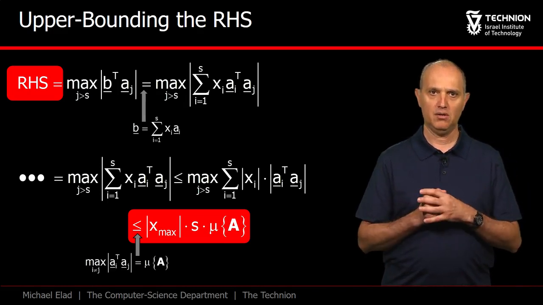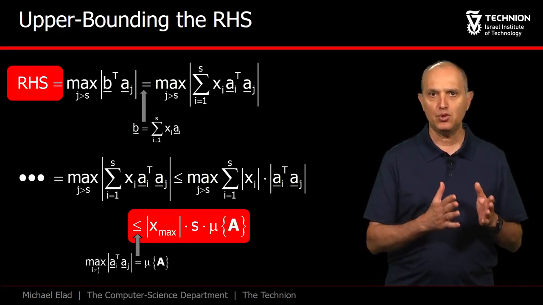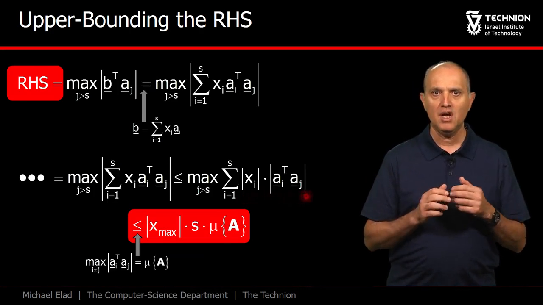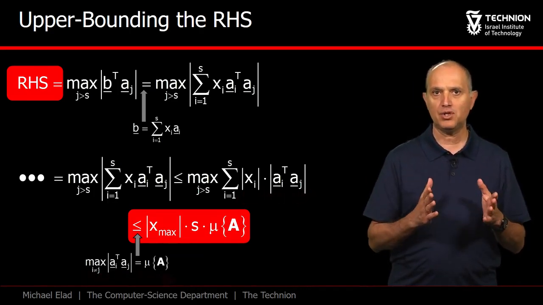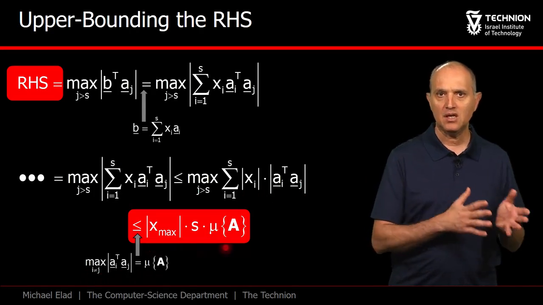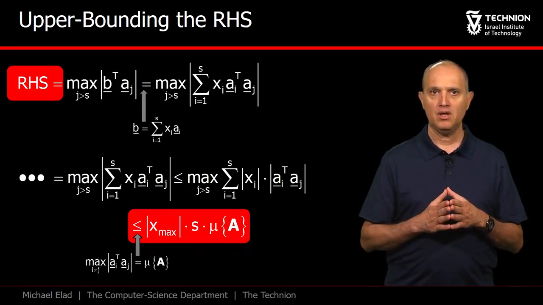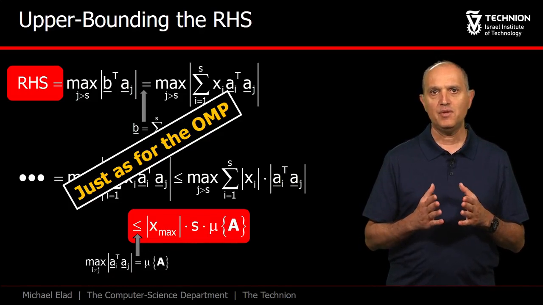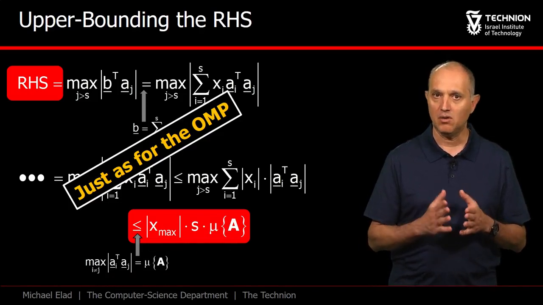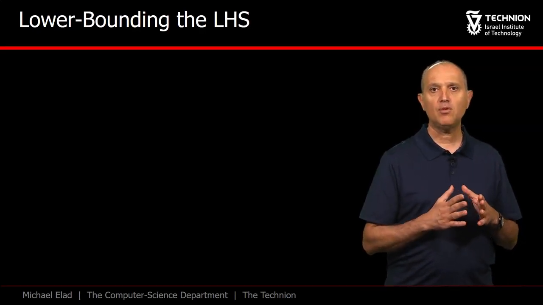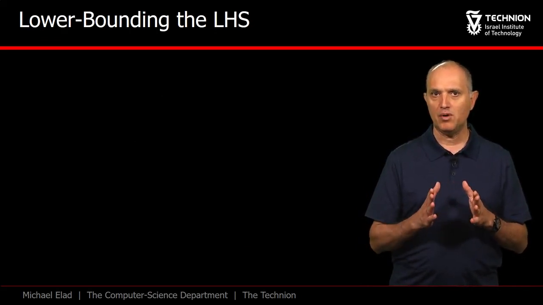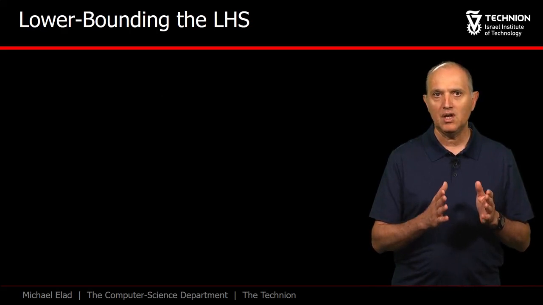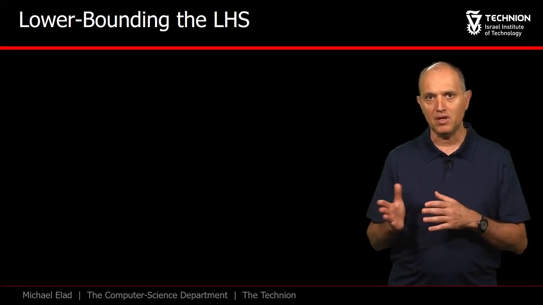We upper bound this expression by pushing the absolute value into the summation and replacing the atoms' inner products by the mutual coherence. The new expression is simply mu times S times the maximal non-zero in the solution. This is the very same expression we got when analyzing the OMP. Moving to the left-hand side expression, treating it is a bit more delicate. Remember, our goal is to lower bound it in the same spirit as done for the OMP.